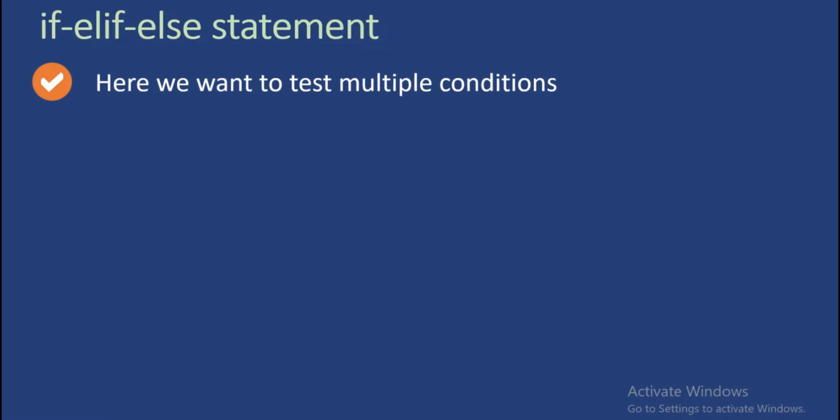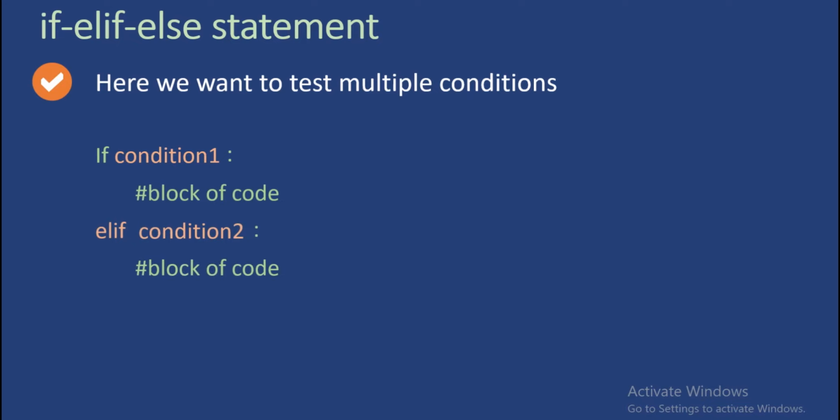If elif else statement. Here we want to test multiple conditions. If condition 1 is true, execute this block of code. Elif condition 2, execute this block of code. Then we can finally say else, execute this block of code if all the conditions above are not true.